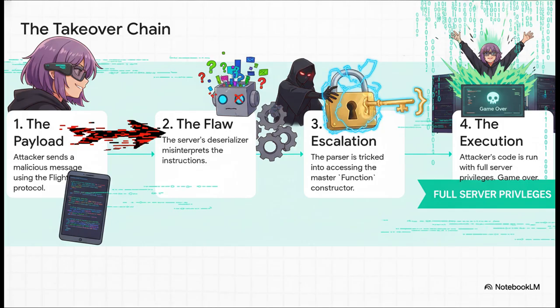First, the attacker sends their poison pill message. Second, the server's code gets confused and completely misreads the instructions. Third, that confusion is the opening they need. It lets them trick the parser into giving them access to a kind of master function deep inside JavaScript itself. And boom, step 4, the attacker's code runs with full privileges.